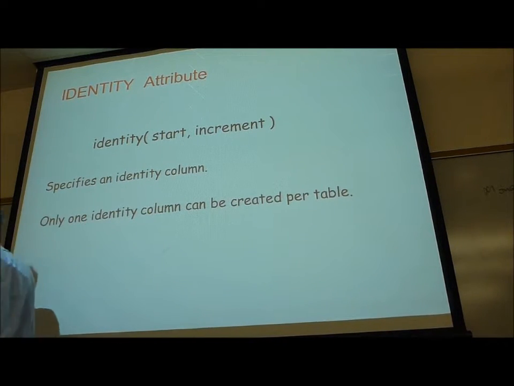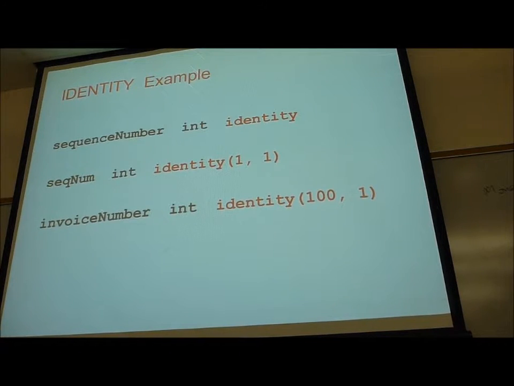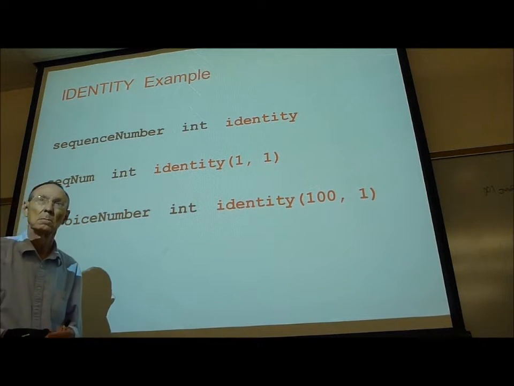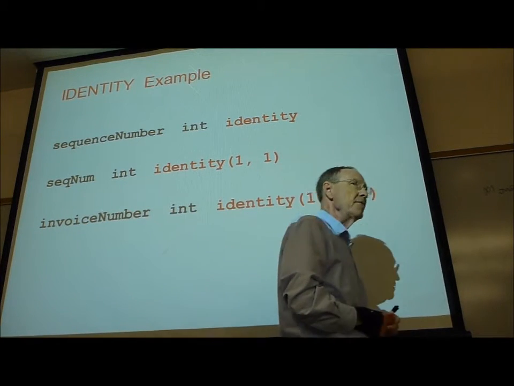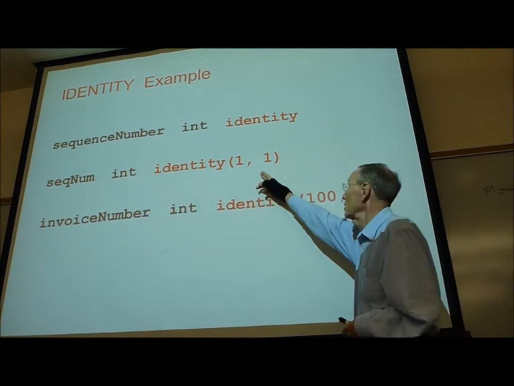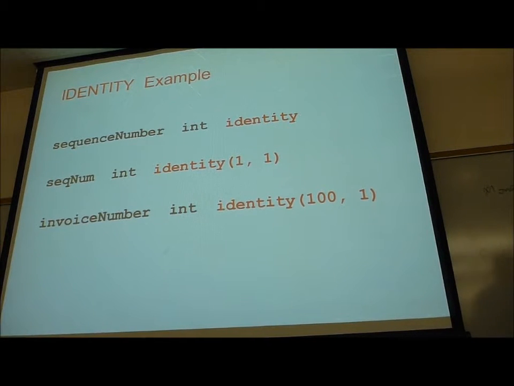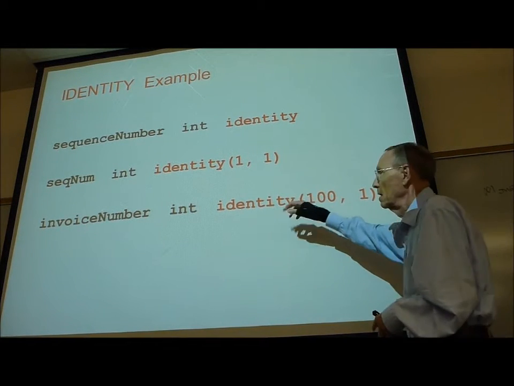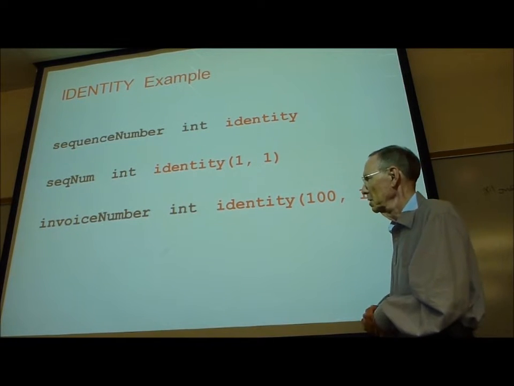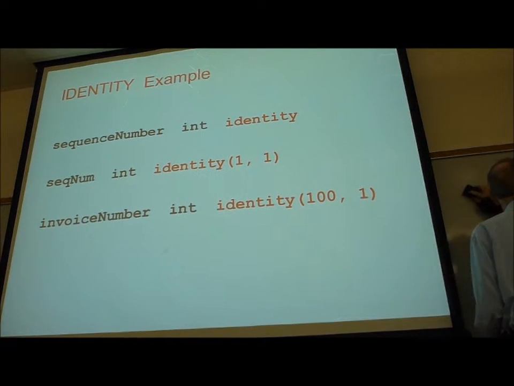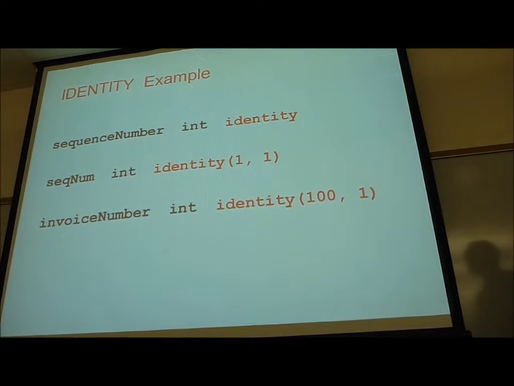I've got to do this with an example. I've got 3 examples here. I have something called sequence number, integer. It's got to be an integer. Identity, by default, starts with 1 and increments by 1 each time. It creates an additional column.